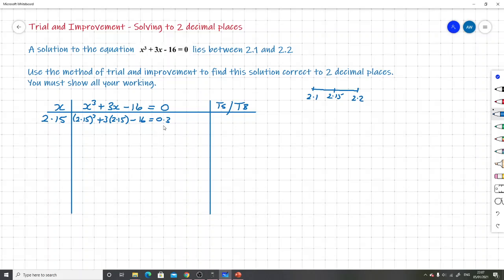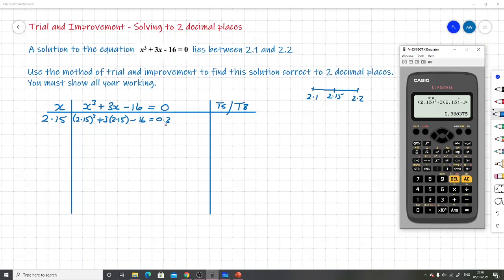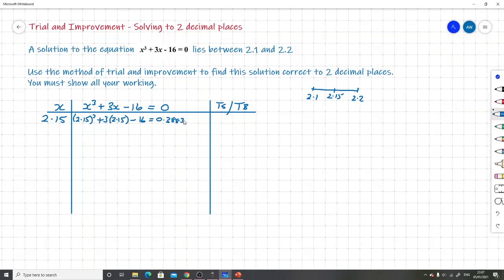We get 0.388375. Now really you only need the first 3 decimal places, but there were only 6, so I thought I'd write them all down. So we look at that and compare it to 0, and it's bigger than 0, so it's too big. So because our answer is too big, our value of x is too big, so we try a smaller value of x.